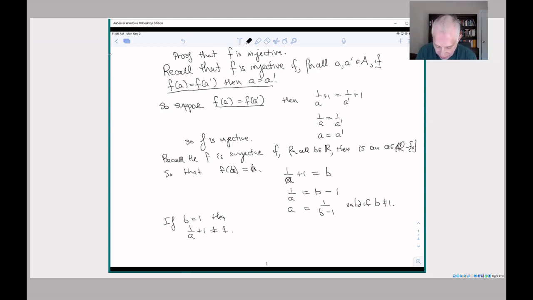And so we've proved that f is not surjective by finding a counterexample to the assertion that for all b in the codomain, there exists a point in the domain for which f of a equals b, and our counterexample is b equals 1. So b equals 1 is not in the range of f. So we've shown that the function is injective, but not surjective.